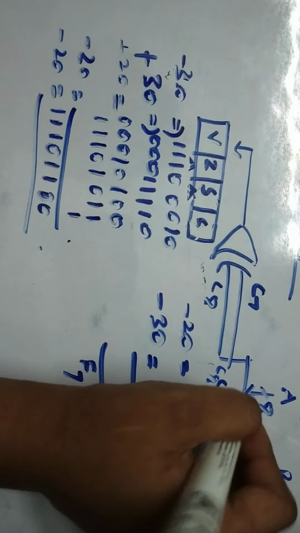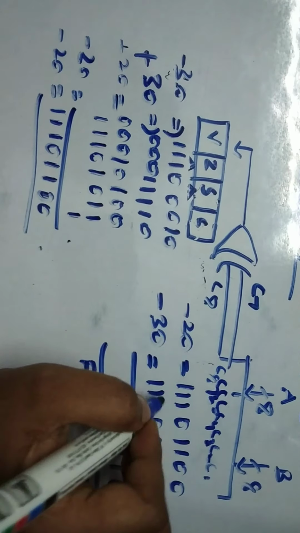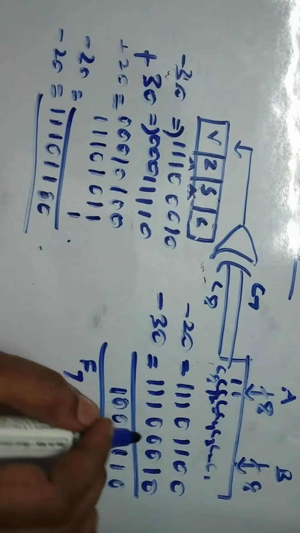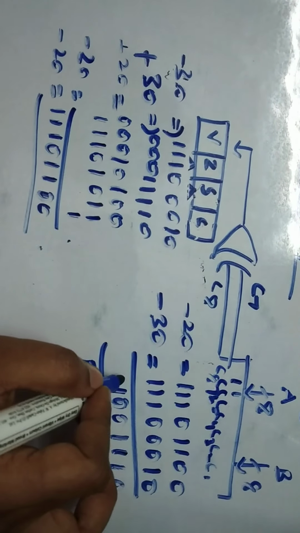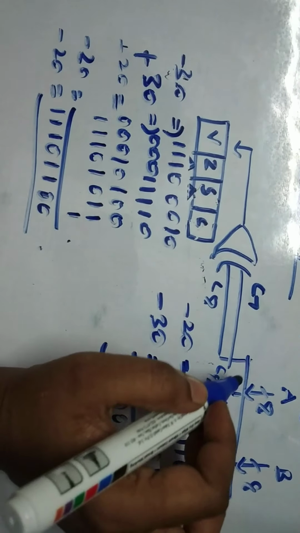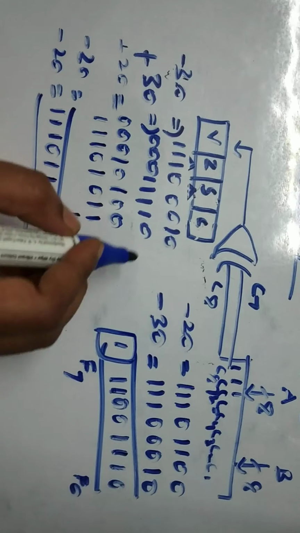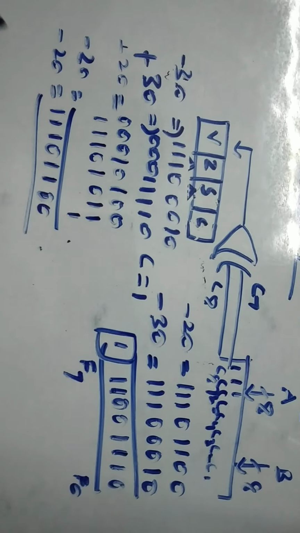So you are getting carry in C6, right? And if you add including that carry, so 1, and C7 value is 1. And if you add including that carry, obviously you are getting the result as 1, and C8 value is also 1. So you are getting carry here, right? So if C8 value is 1, then carry value is set to 1.